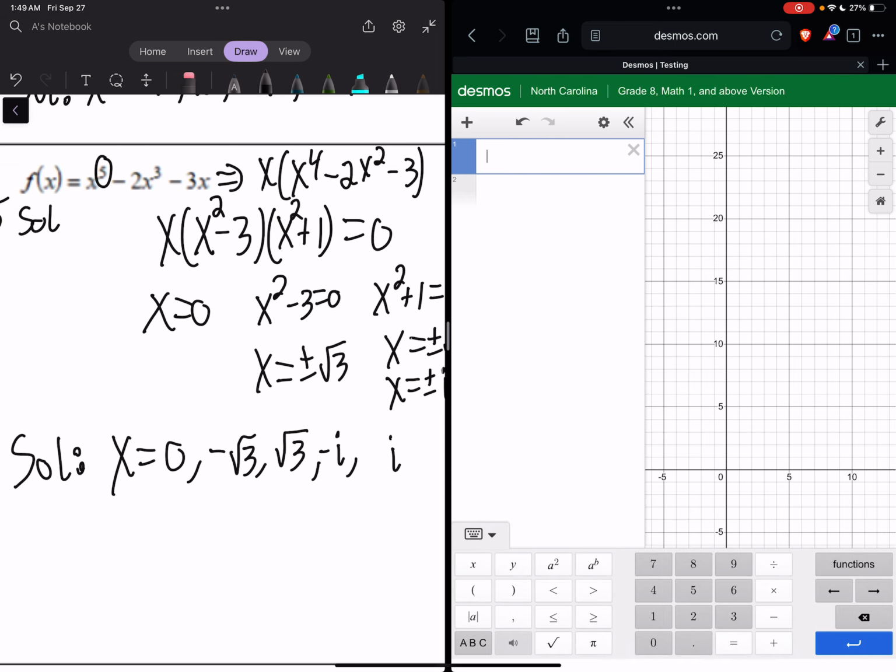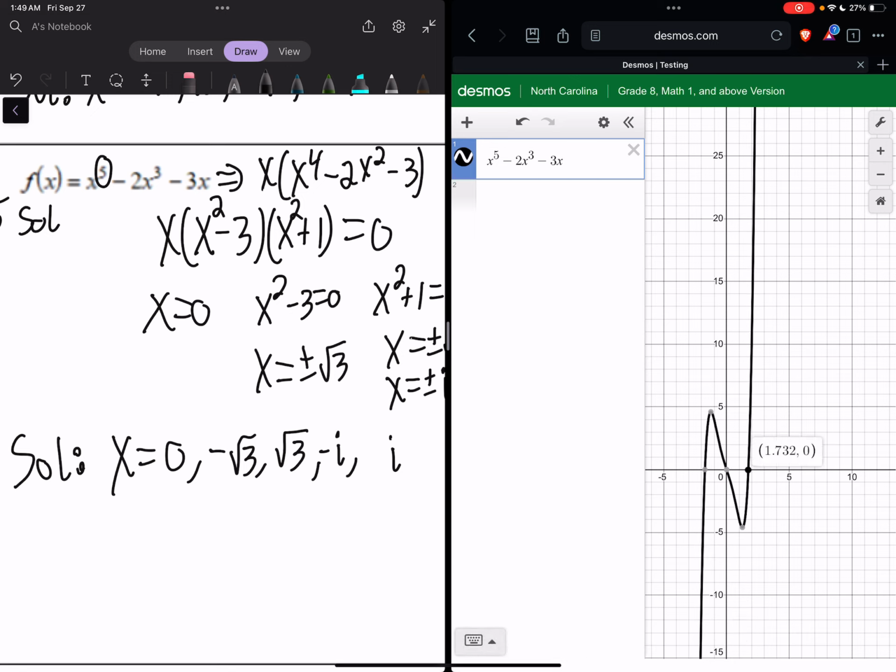Let's start from the beginning and type this in Desmos. I'm going to completely start over in this problem. X to the 5th minus 2x cubed minus 3x. Notice right here I have 3 real solutions, namely, these 3 real solutions.